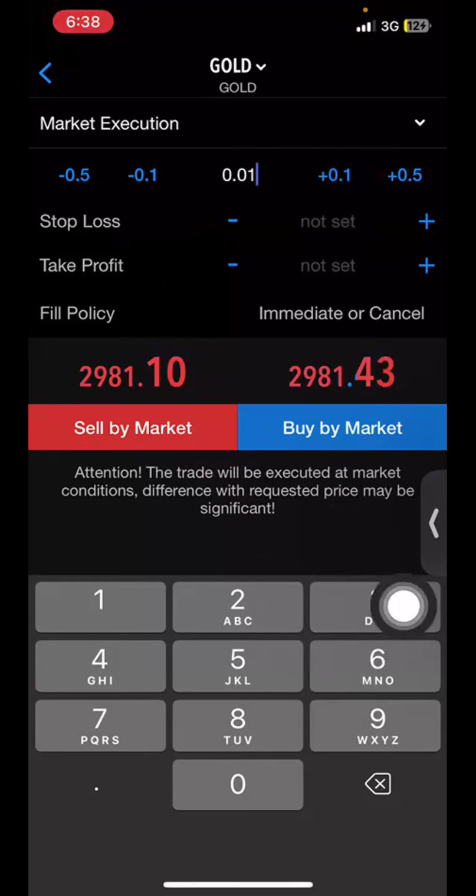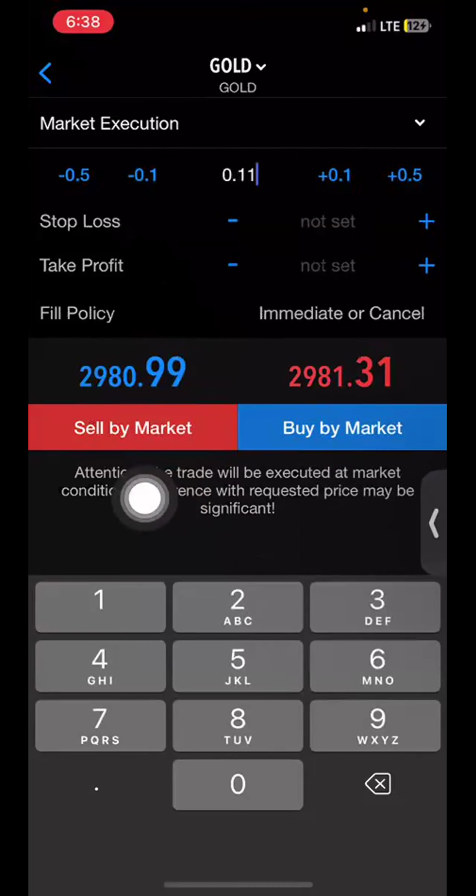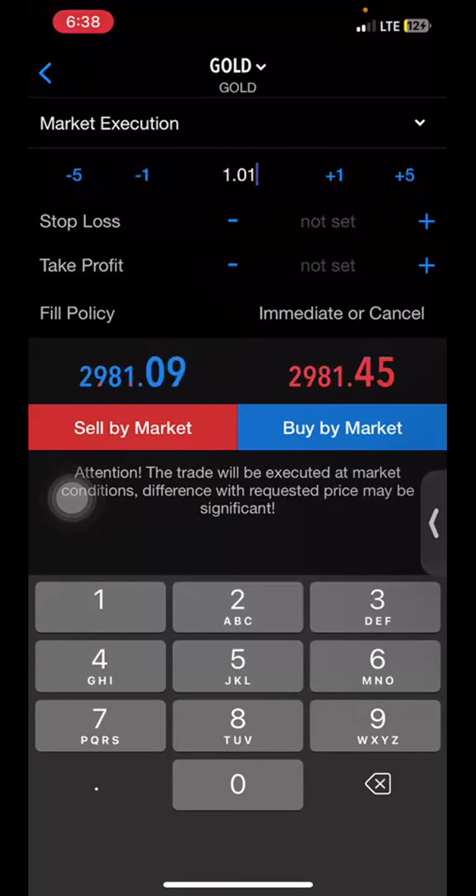Once I put it, you can see I already had 0.01 before, but because I did plus 0.1, it now added to 0.11, right? It added. So if I click the minus 0.1, it should go back. But if I keep on adding plus, it will keep on adding. Do you guys understand? If I add minus, you can see it has gone back. So always make sure your lot sizes are set.